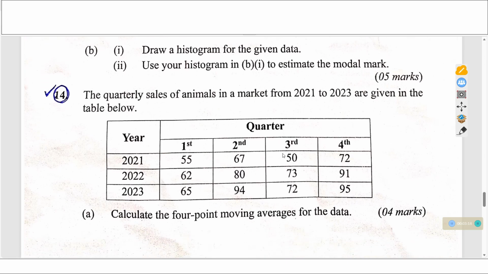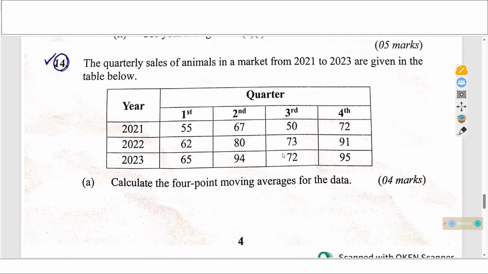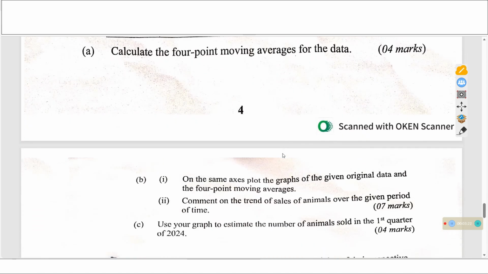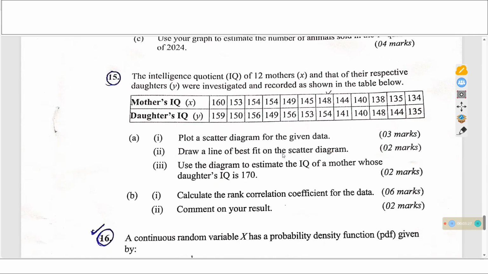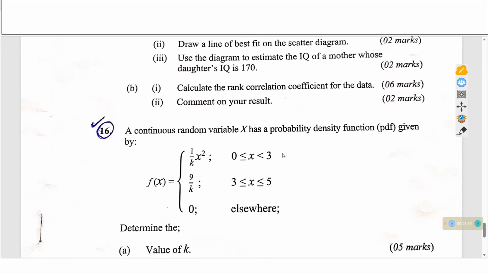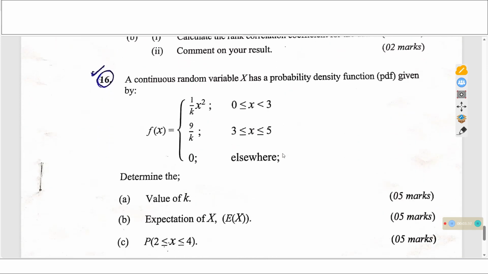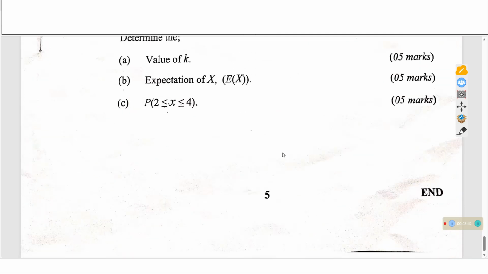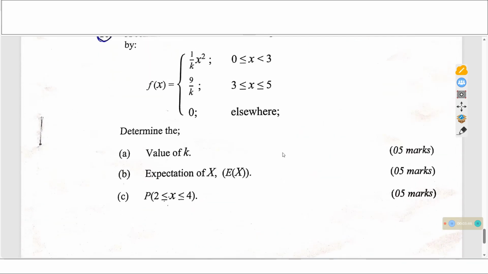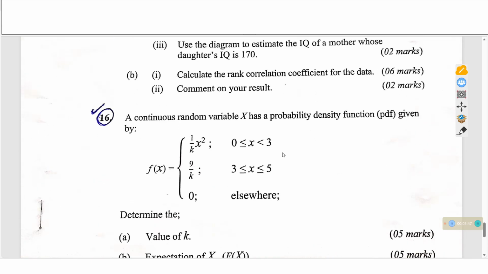And then we have question number 14. Then we have question number 15. And the last question in part 2 is question number 16. So we have question number 16 as that. And basically, that's all about Submath for 2025.